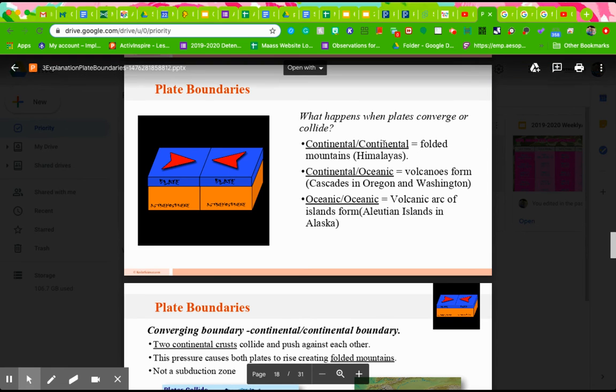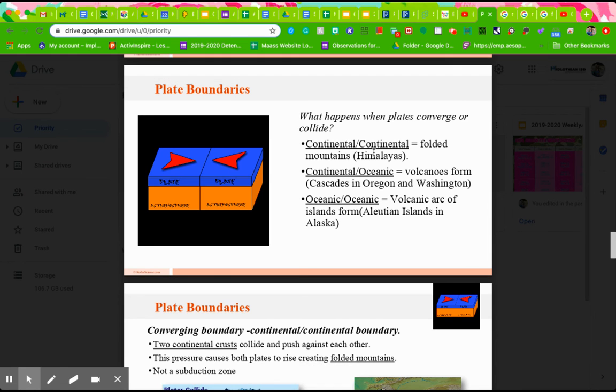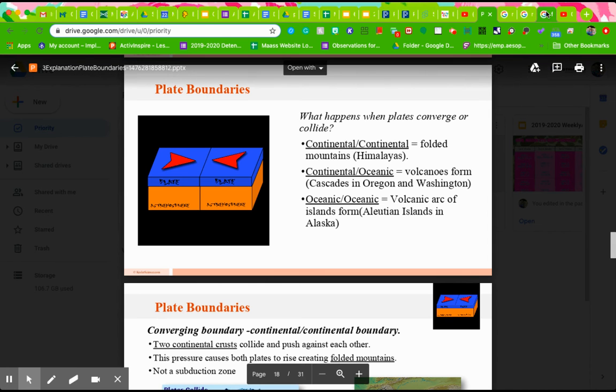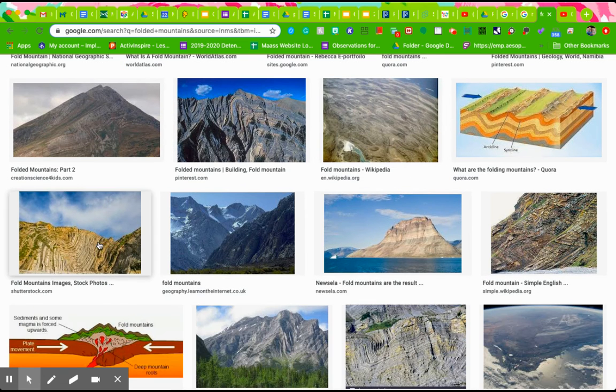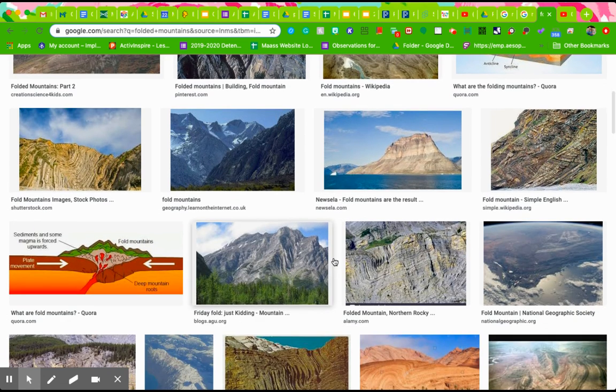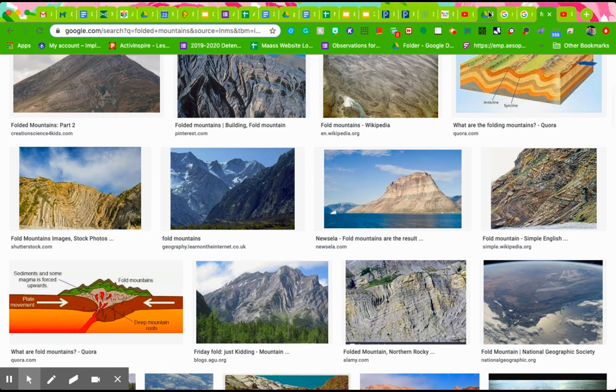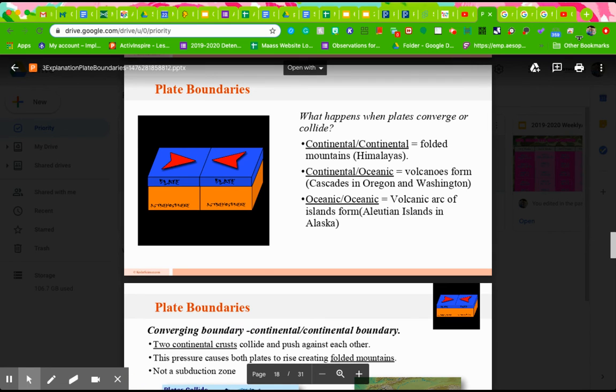So when two plates collide, but they're both on land, meaning nothing's underwater, you're going to get mountains, like folded mountains. If you've ever heard of the Himalayas, look, you can see the folds in these mountain ranges. This kind of reminds you maybe of some sedimentary and some metamorphic rock, if you will. But you can see in a lot of these ranges those folds in there. So that gives you an idea of that. That's what happens when both plates are on land.